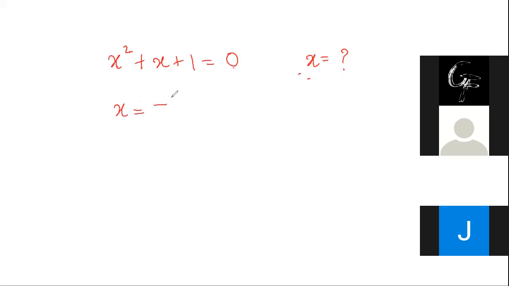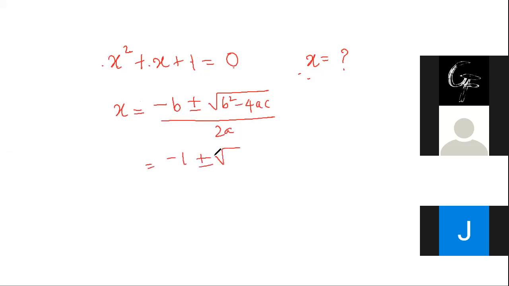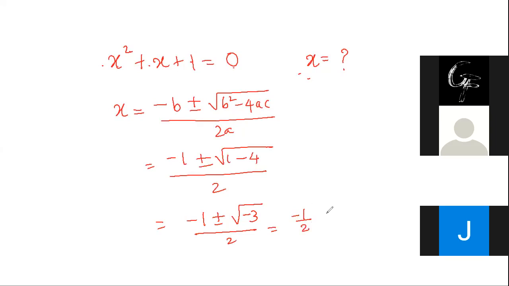Do you remember the formula? Minus b plus or minus under root b square minus 4ac upon 2a. I took a very easy equation because a is 1, b is 1, c is 1. So I can easily put all of a, b, c as 1. Do you agree with my calculation? Yes, sir. I get a root of minus 3 here. If I separate it, I have one part minus 1 by 2. Another part, root of minus 3, I can write as root 3i by 2.